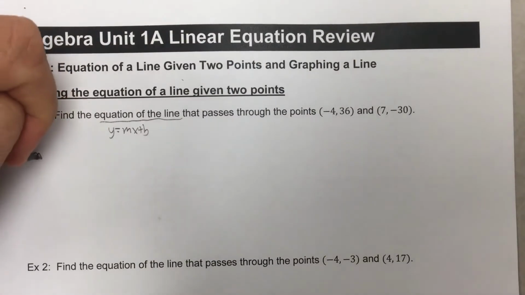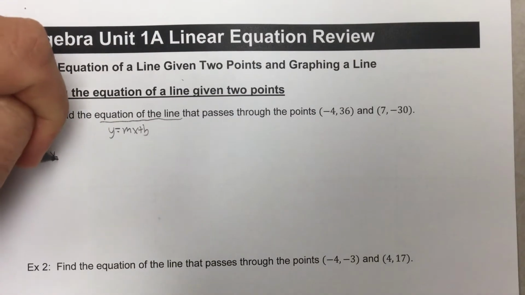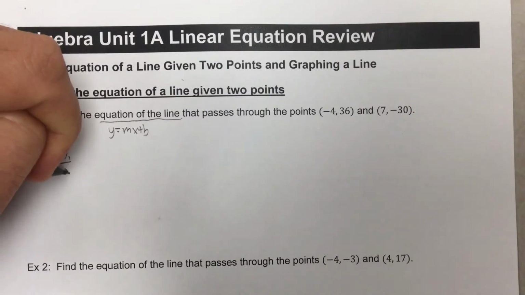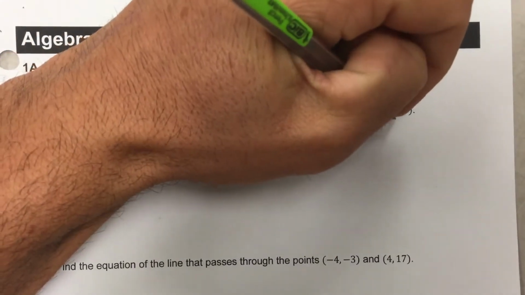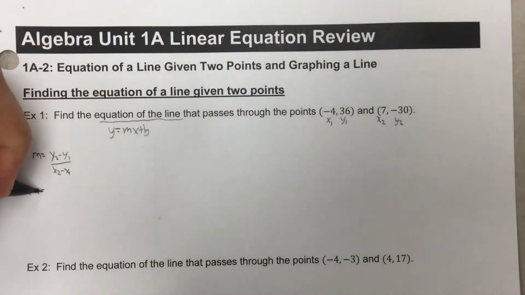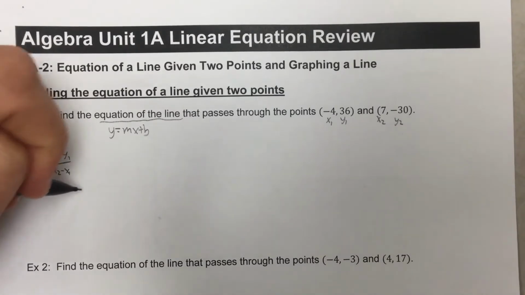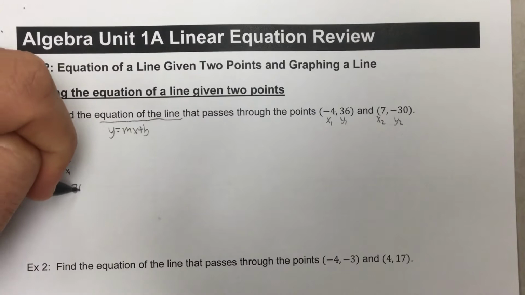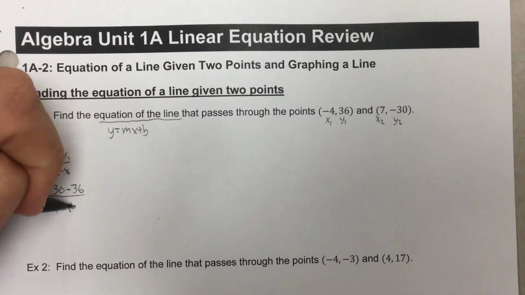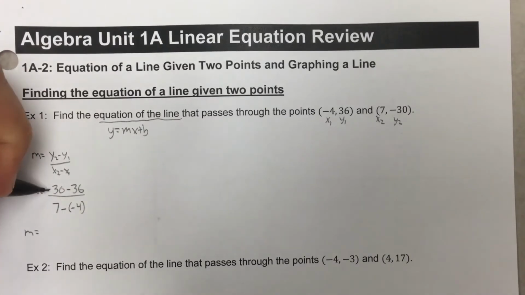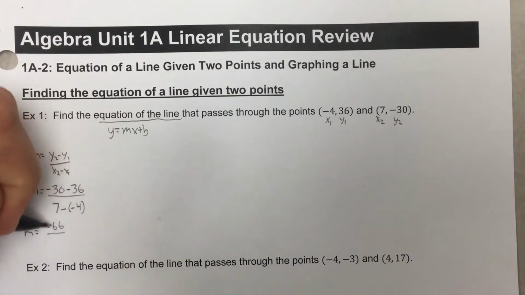But we know that if we're given 2 points, we can find the slope. So I'm going to write my slope formula here as a reminder. M equals y2 minus y1 over x2 minus x1, or change in y over change in x. I call that x1, y1, x2, y2. All right, so y2 is negative 30, y1 is 36. So negative 30 minus 36, my run is 7 minus a negative 4. So that gives me negative 66 over, that becomes positive 11, and negative 66 over 11 is negative 6.